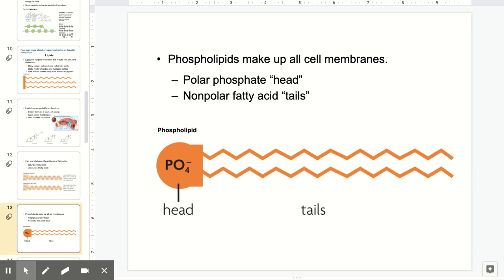So, phospholipids, I mentioned before, these are the types of lipids that make up cell membranes. So, here we have a phosphate head. This phosphate head loves water, it's hydrophilic. The tails, remember, these are our fatty acid type tails, and they are nonpolar, which, if you recall, fats and oils and things like that are nonpolar, and they don't like water. They're hydrophobic because remember, water is a polar molecule.